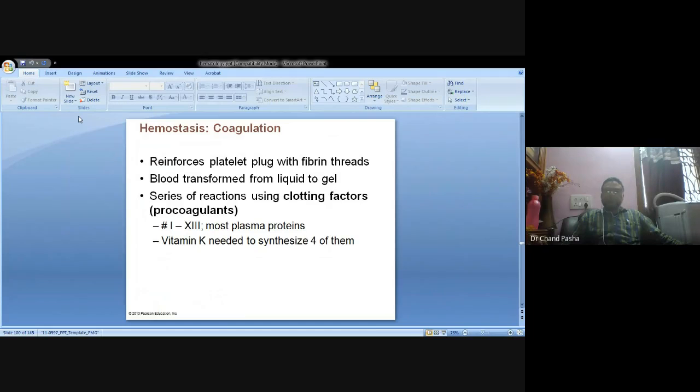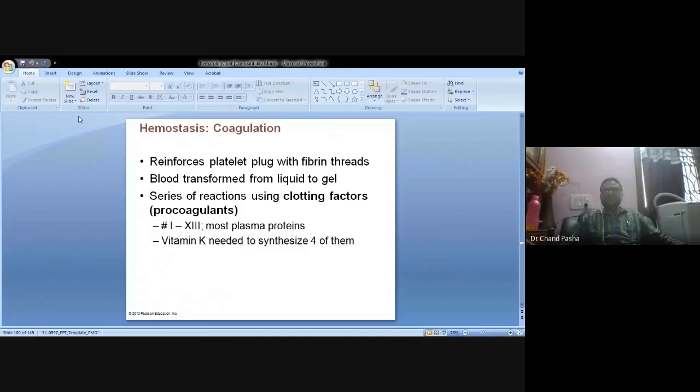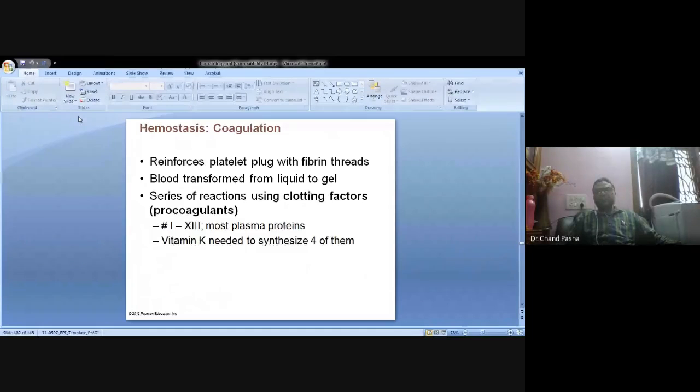So in the coagulation process, the platelet plug will bind with a larger amount of fibrin threads, and this leads to a jelly structure. The blood which is passing through that area will become jelly in nature, and in this process a series of reactions takes place, and a series of proteins or factors are involved, which are called clotting factors. Clotting factors are called procoagulants.